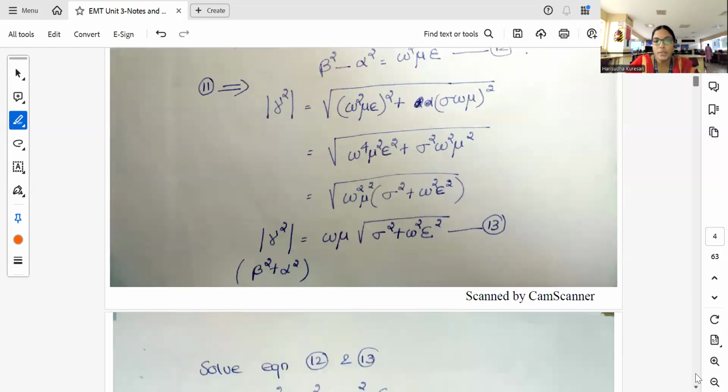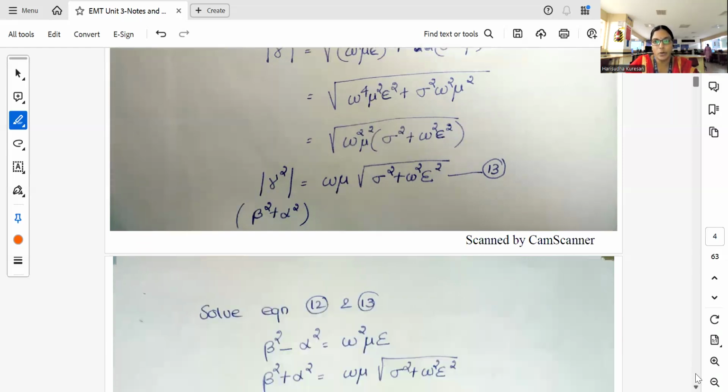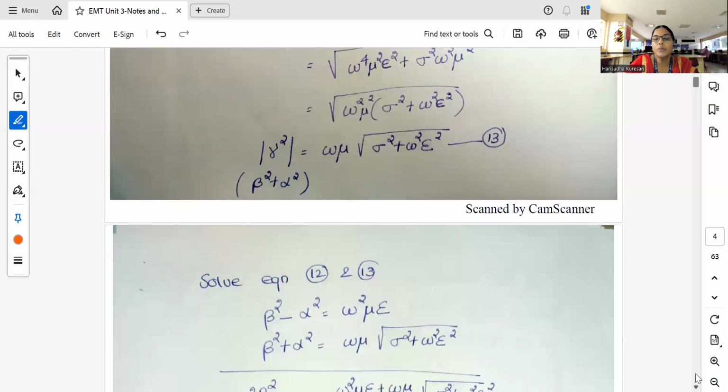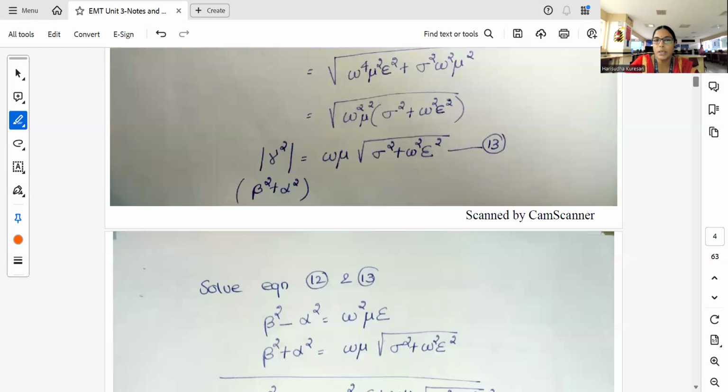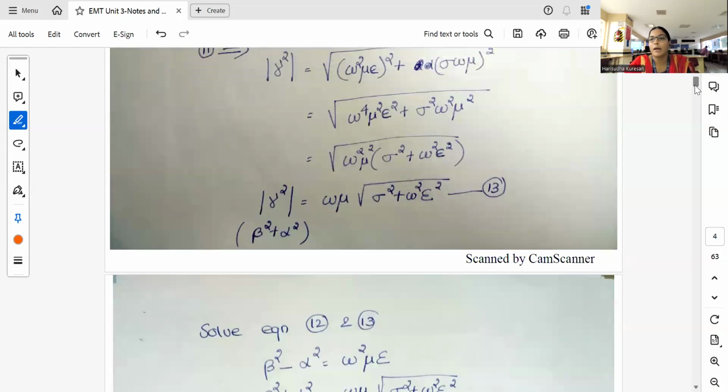We know that magnitude of gamma square is equal to beta square plus alpha square also. We have one more equation in the previous case where you represented beta square minus alpha square equal to omega square mu epsilon. So right now you have got one more equation for beta square plus alpha square. So that previous equation, which is the 12th equation, I'll just show you again. This is the equation we got.